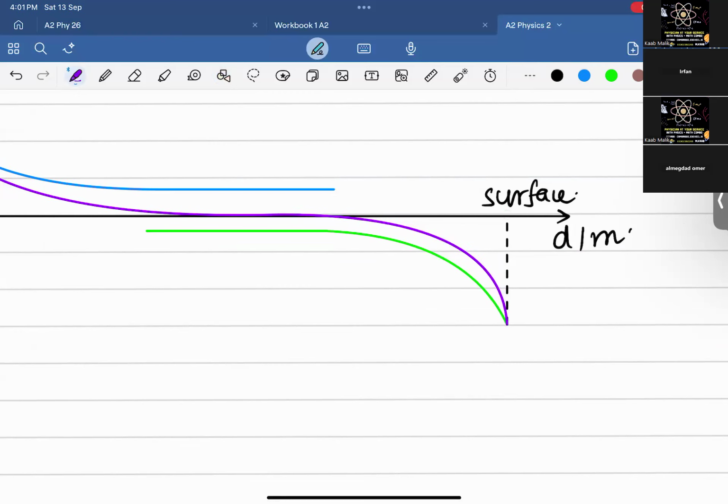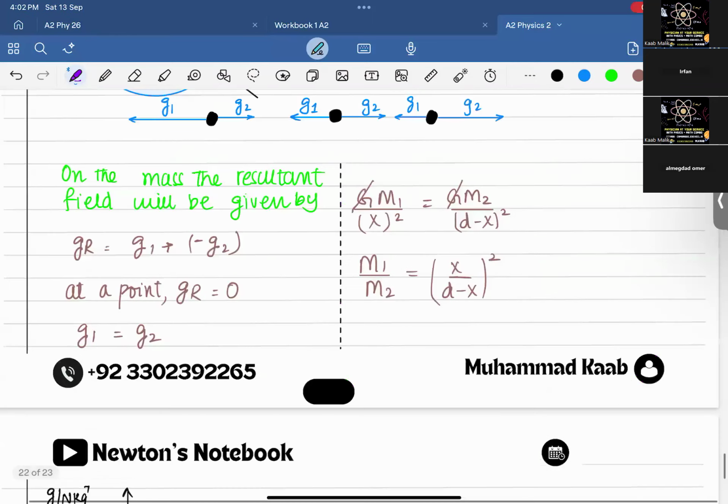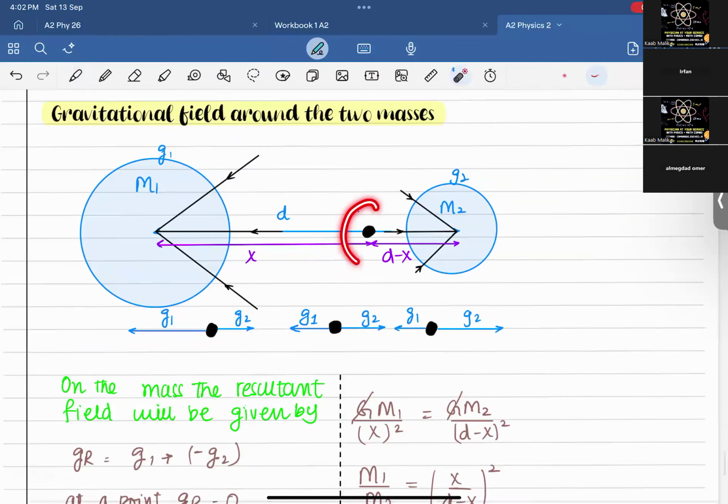Now, this is the resultant graph of both of the objects. Okay, and this is how it should look. The center point is a point where the gravitational field becomes zero, or you can see that G resultant is equal to zero, right? So this is a point where the resultant gravitational field is zero, right? And over here, this was the point where the gravitational field was zero, right?